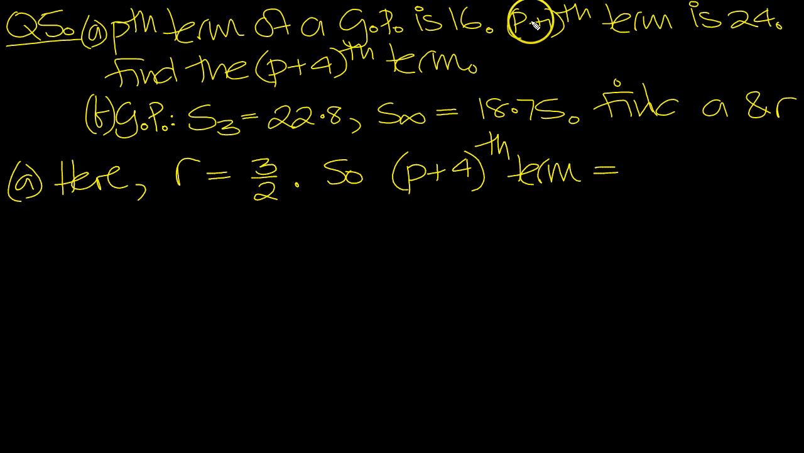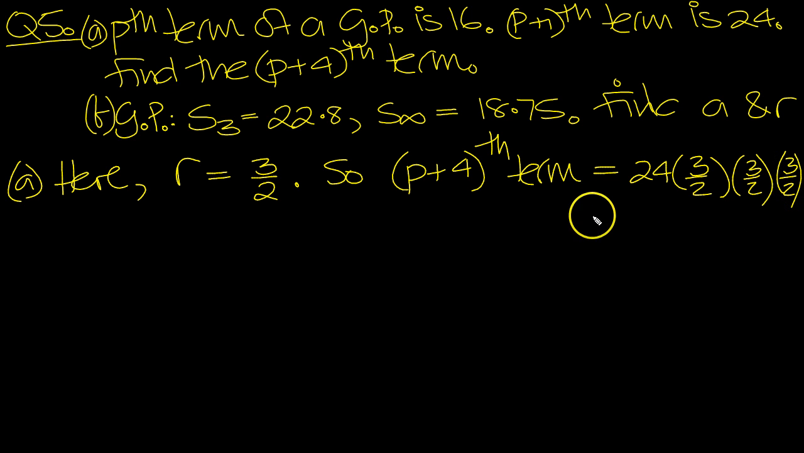So the p plus 4th term is equal to the p plus 1th term. Well, the p plus 1th term is 24. Times 3 over 2 would give you the p plus 2nd term. Then another 3 over 2, that would be the p plus 3rd term. And then the p plus 4th term would be times another r again. So 2, 4, 8. 8 goes into 24 3 times. So it's 9, 9 nines are 81. So the p plus 4th term is 81.